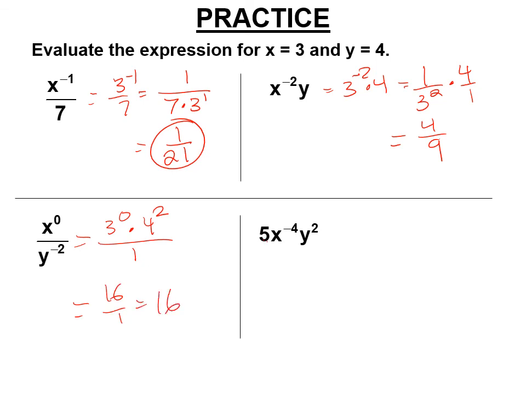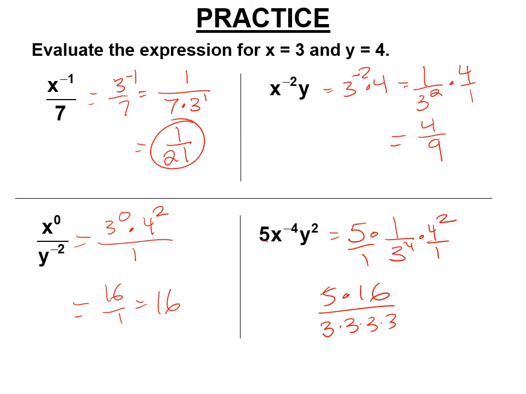All right, so now we have a 5 there. That stays where it is. Then we have 1 over x to the 4th, and x is 3. Let's write that. x is 3, and we're going to the 4th power with that. And the y stays where it is, 4 squared. So on the numerator, we have 5 times 16. On the denominator, we have 3 times 3 times 3 times 3. 9, 27, 81. And 5 times 16 is 80.